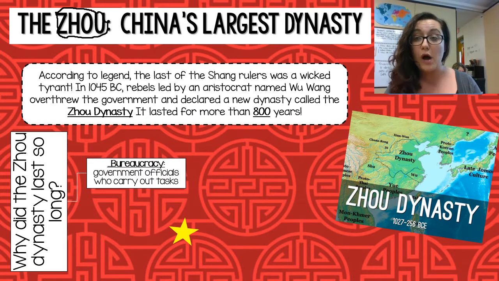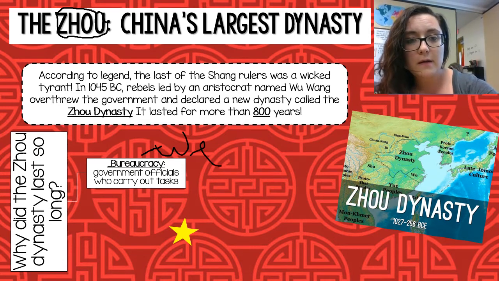We call this a bureaucracy. And this is a system of government officials who carry out various tasks. So you don't just have a monarch doing all the work. He kind of assigns it to other people, and it's really incredibly well organized. So above this word bureaucracy, I want you to write down well organized. So when we check, again, right about here, we should see the words well organized.